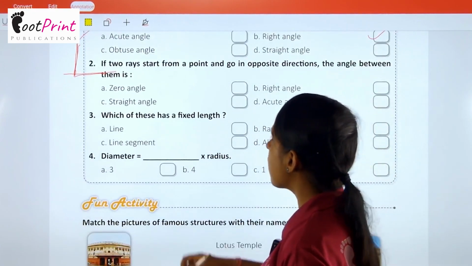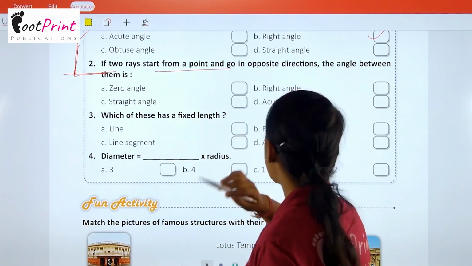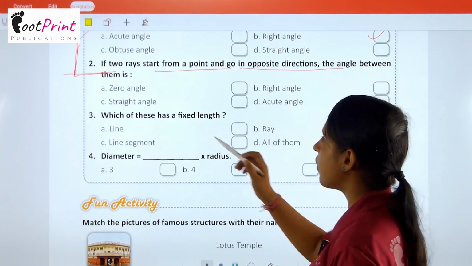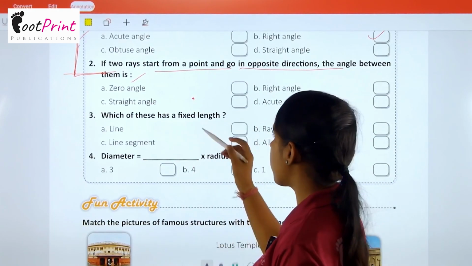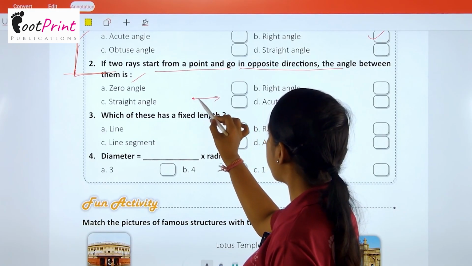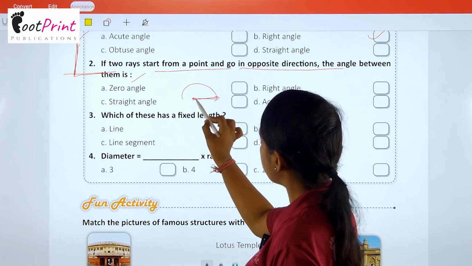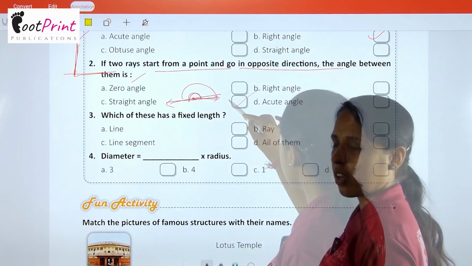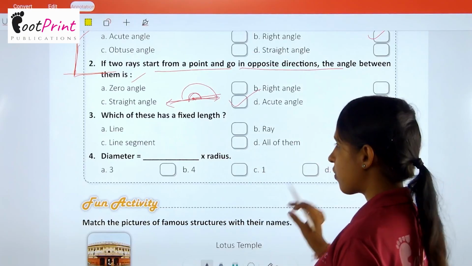Next one is, if two rays start from a point and go in opposite directions, the angle between them is what? Two rays start from a point. So here is a point and the rays started from the point and go in opposite sides. So it will become a straight angle. Okay, our C option is correct, straight angle.